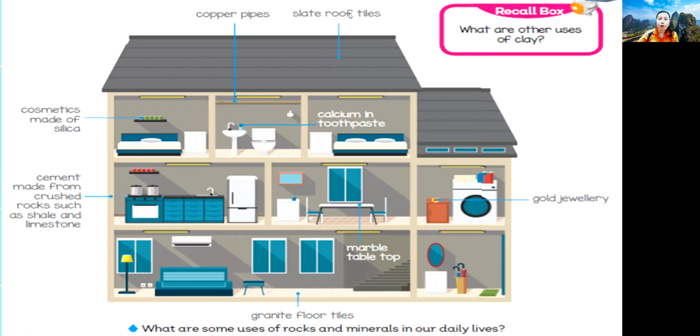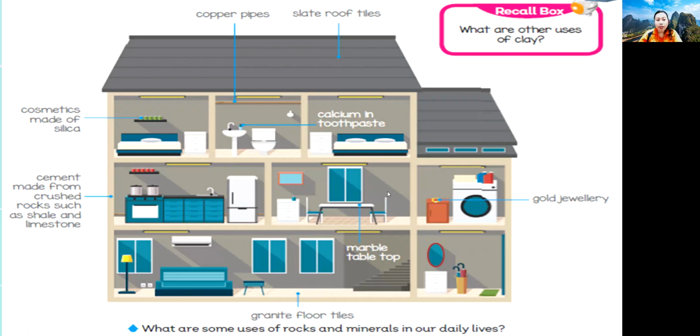Also, our roof tiles can be made from rocks. And also the toothpaste that we are using. Our toothpaste has calcium. Remember, calcium is a mineral that we can get from rocks also.